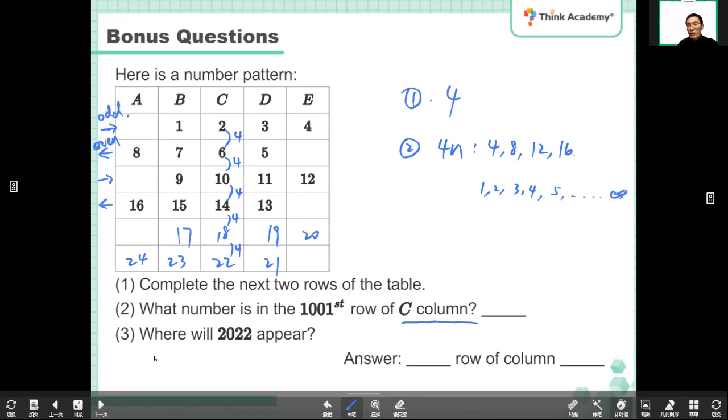And 4n is 4 times 1, which gives us the first term when n equals 1. The second term is when n equals 2, that is 4 times 2. And the third term is 4 times 3, when n equals 3. Right, so that's how we got the sequence 4, 8, 12, 16.